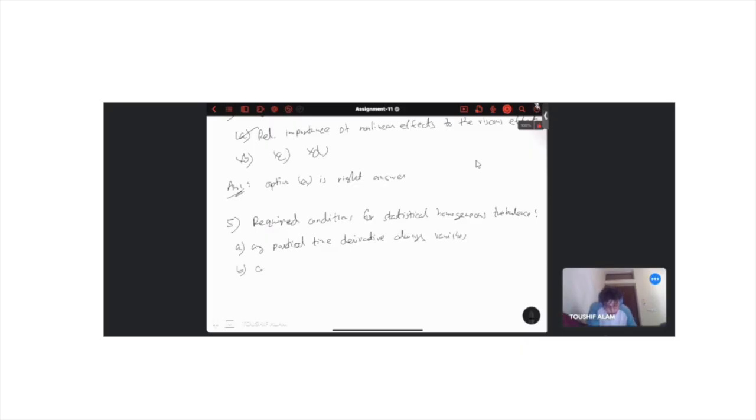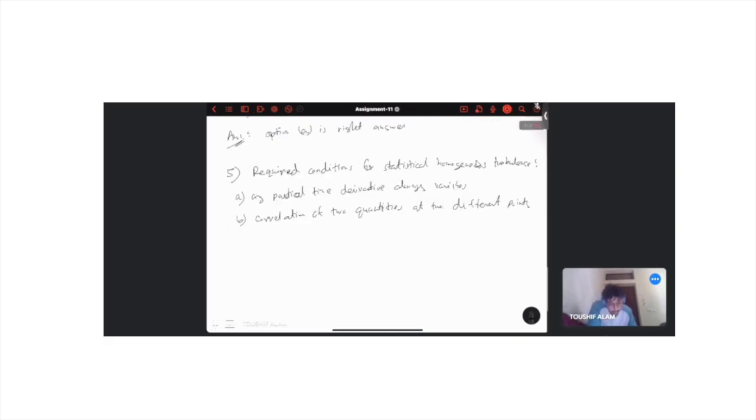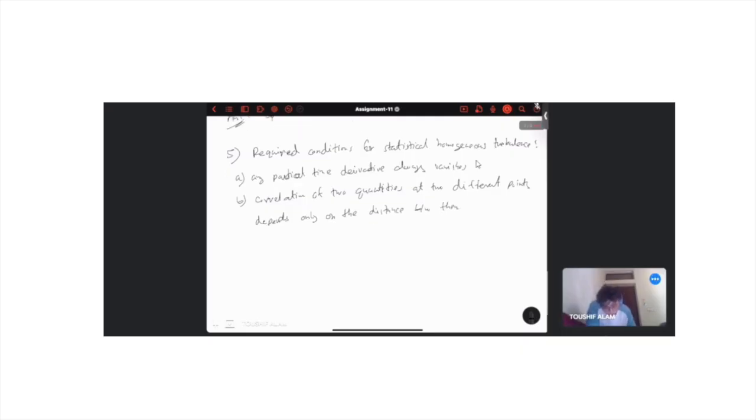Option B: correlation of two quantities at two different points depends only on the distance between them.